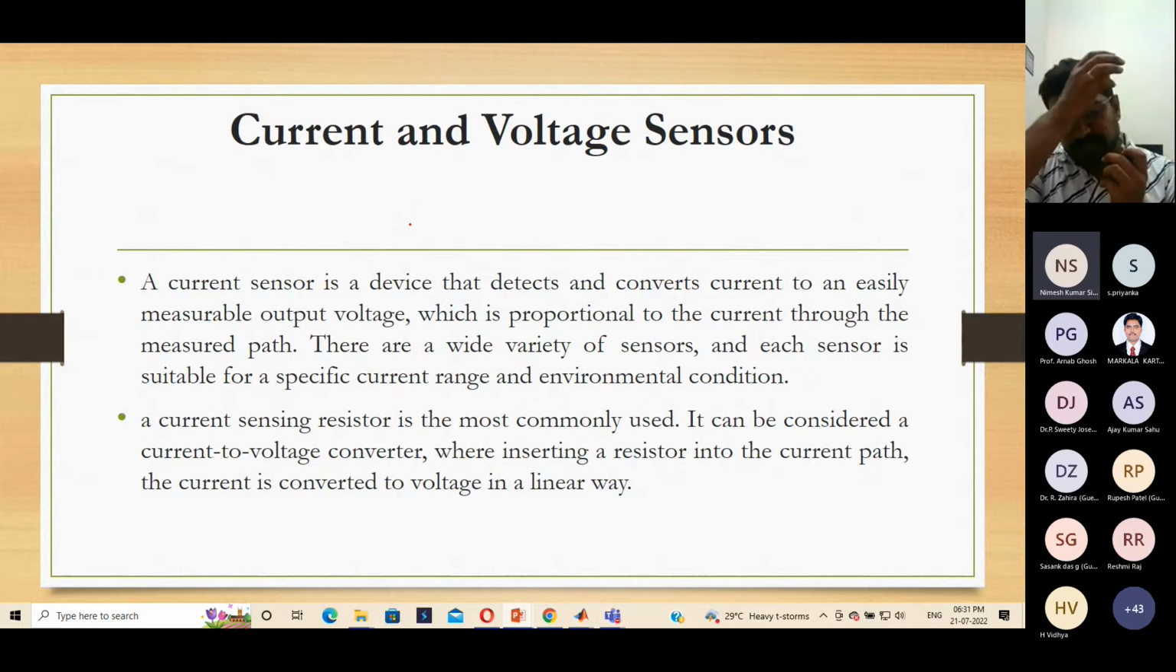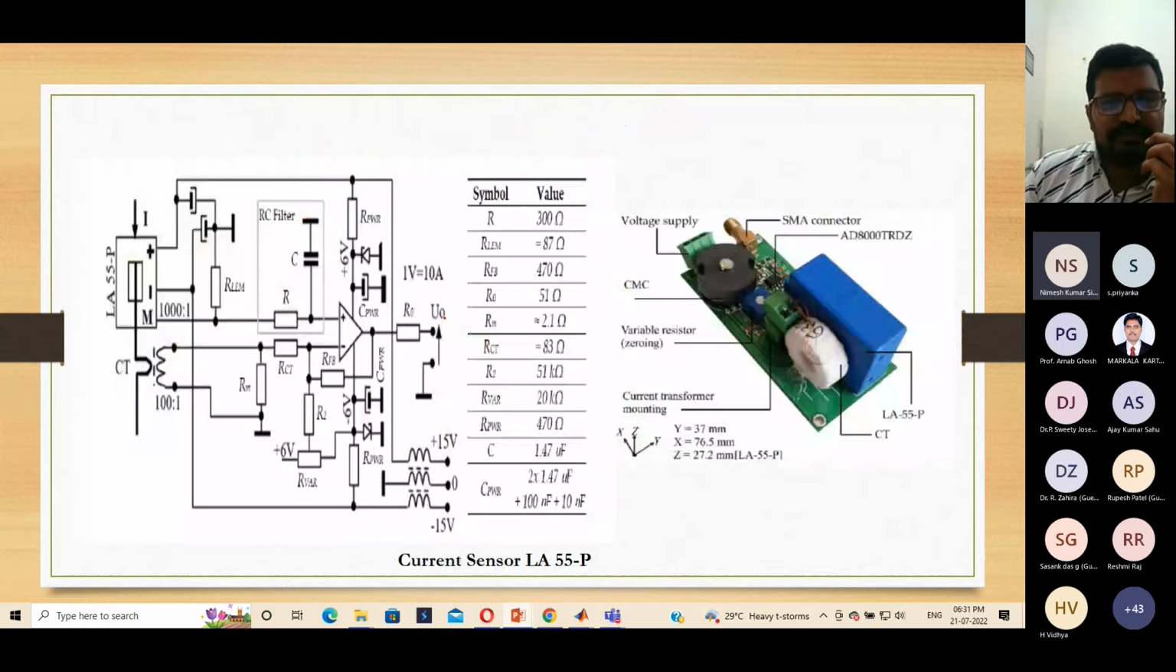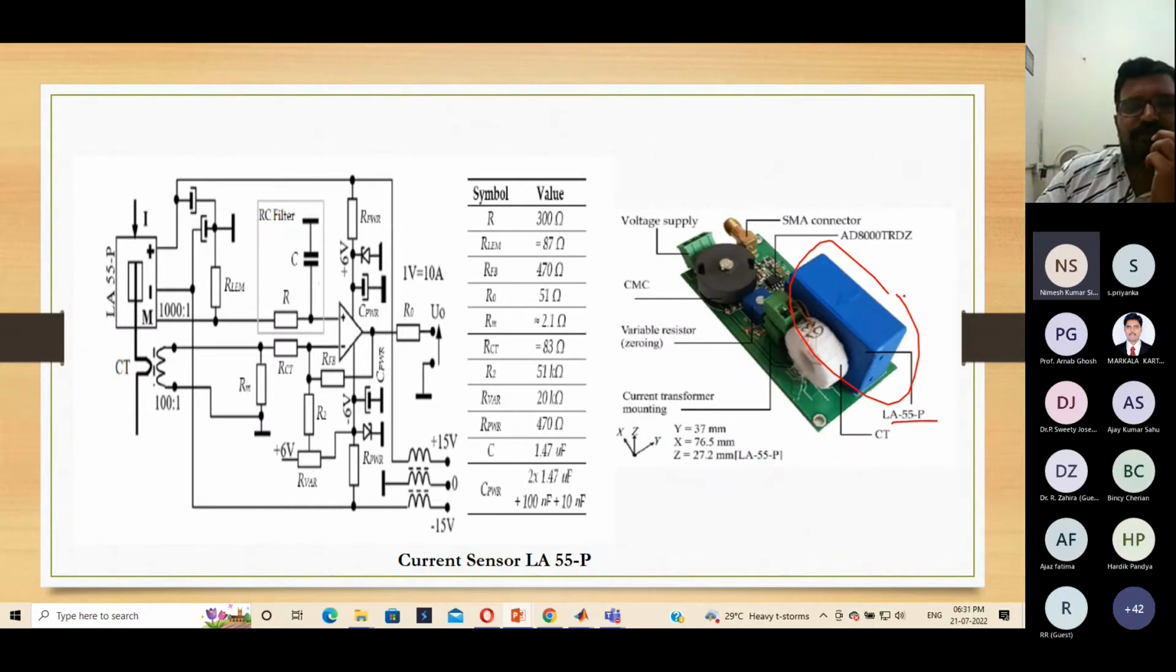For this operation, we have already shown that some current and voltage sensors are used to get the feedback signal. We have used various types of current sensors. Here is one current sensor, the LA55P, which senses current up to 55 amperes. This is the basic current sensor diagram. Once it senses the current, it compares and gives the output voltage. The current is given in terms of the output voltage.